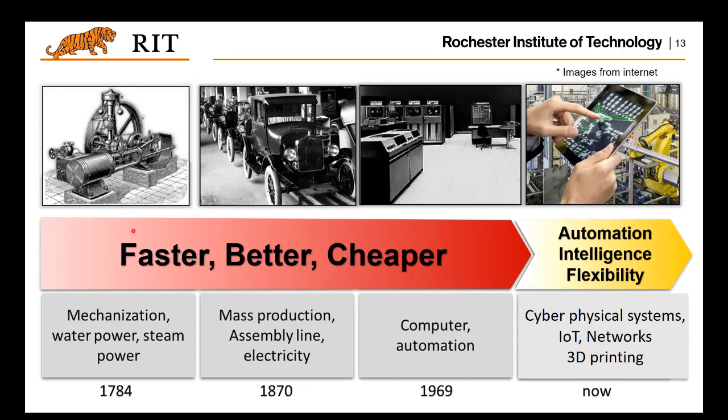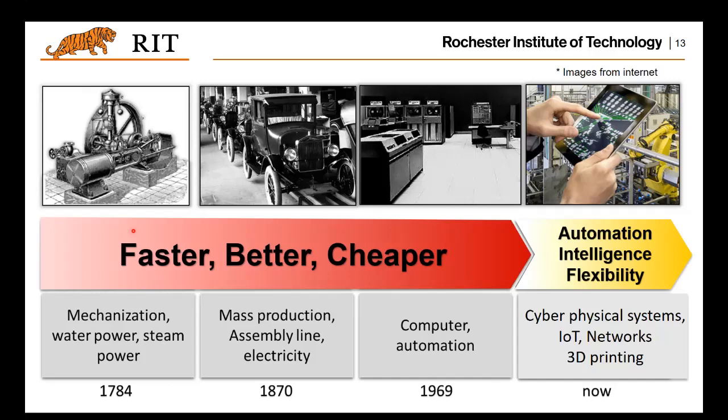Another aspect is intelligence. I think you have heard about artificial intelligence, machine learning, and deep learning quite a lot. With these powerful computational methods, people really have the opportunity to make many of the steps in the manufacturing process more and more intelligent. That was not possible even 20 years ago, right? So that's why intelligence is another feature of the new industrial revolution.